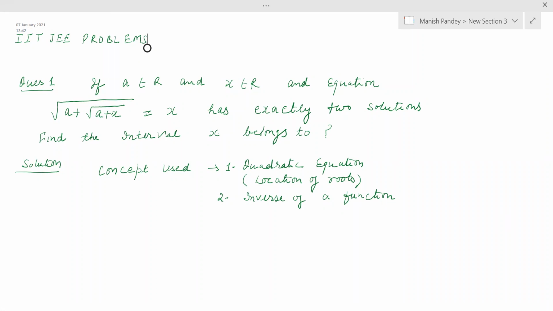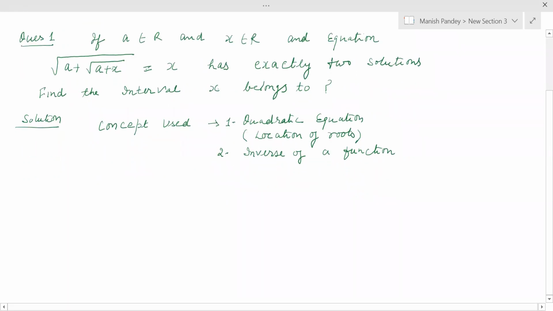The first problem which we are going to discuss is based on the concept of quadratic equations, basically location of roots, and inverse of a function. So the problem is this: if a belongs to real numbers and x belongs to real numbers, and the equation a plus root of (a plus x) whole root equals x has exactly two solutions, then find the interval of a. In this problem we are going to use mainly two concepts: one is quadratic equations, meaning location of roots, and the other is inverse of a function.